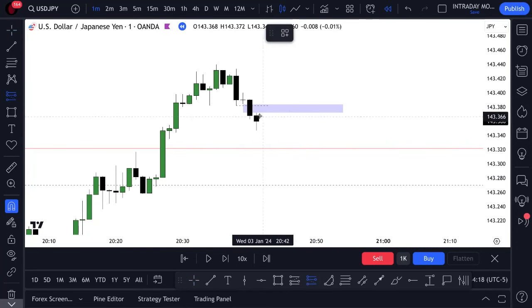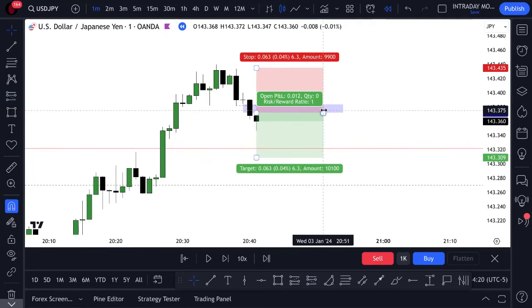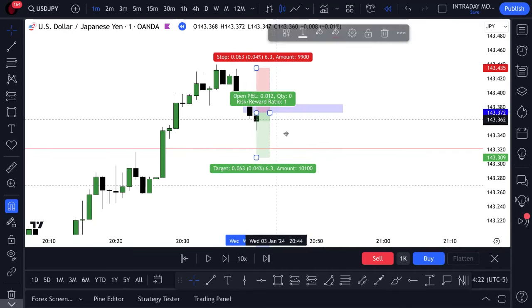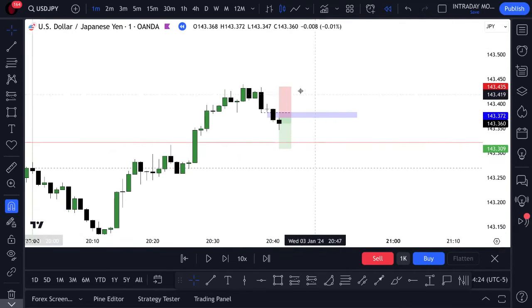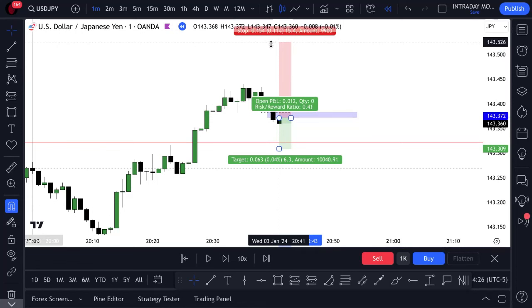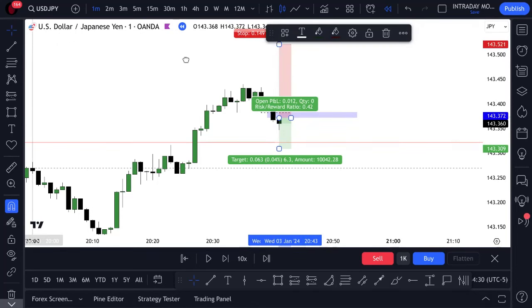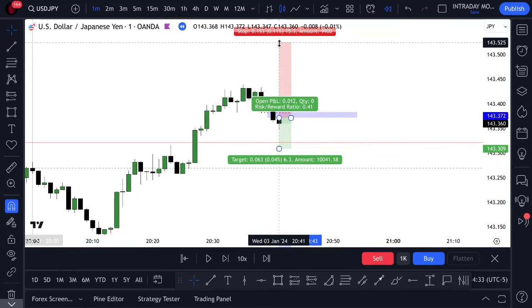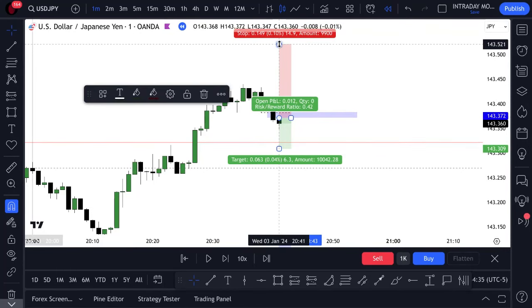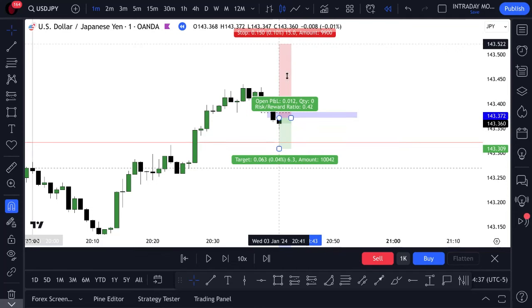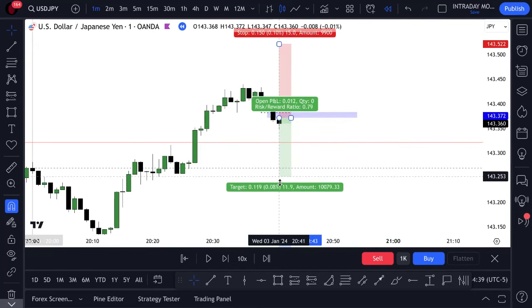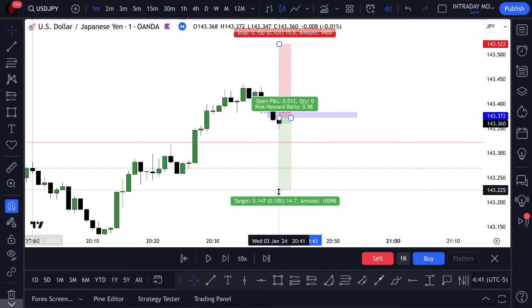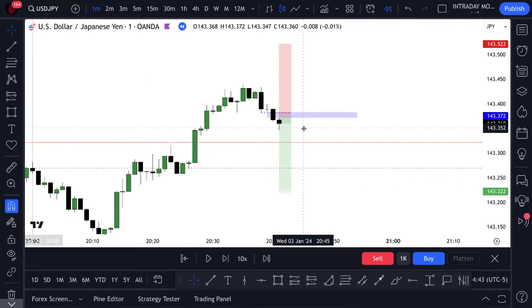It's just like all the other episodes prior to this. It's the same exact thing. I'm going to be looking for a 1-to-1 scenario. And I like to look for a 15 pip stop loss. If we could get it on 15. There we go. And then a 15 pip TP. So that's a 1-to-1, a dollar for a dollar.